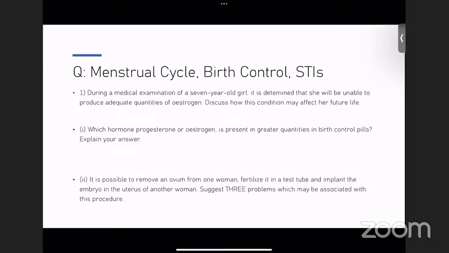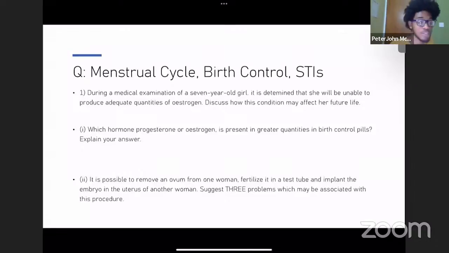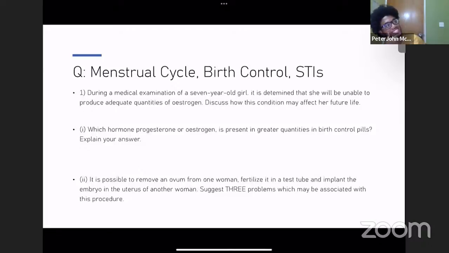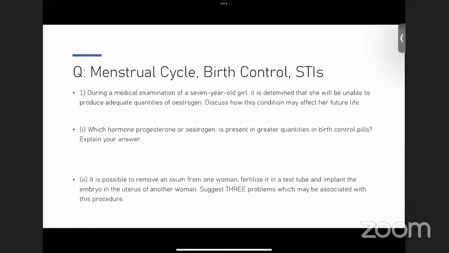During a medical examination of a 7-year-old girl, it is determined that she will be unable to produce adequate quantities of estrogen. Discuss how this condition may affect her future life. How will this affect her? She can develop fibroids. She will have problems during her menstrual cycle because the uterus lining won't get to develop.